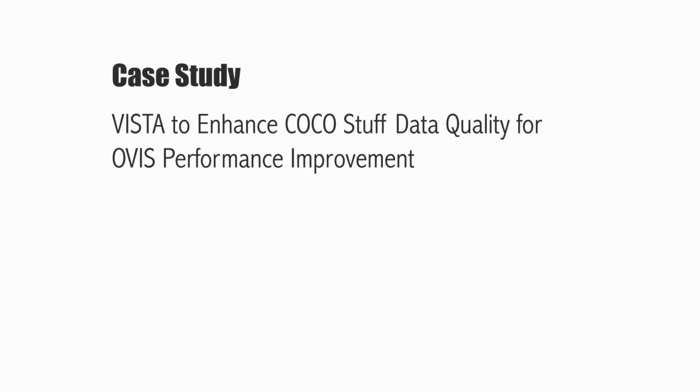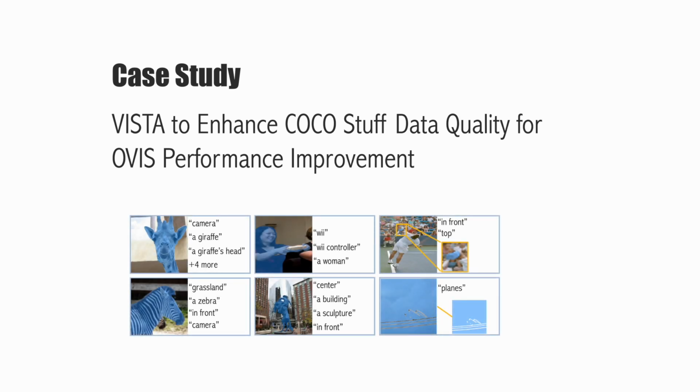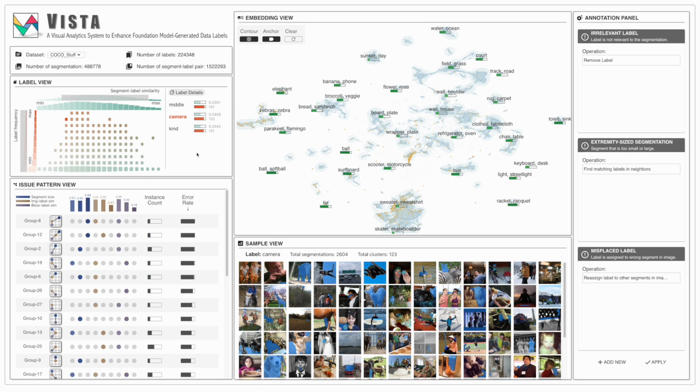Now let's evaluate VISTA with a case study on COCO-Stuff for the Open Vocabulary Image Segmentation task. We check whether VISTA can enhance the quality of data in the format of image segment and textual label pairs, and whether such VISTA-enhanced data can improve OVIS performance. After loading the data into our system, let's start by validating label issues from the label view.